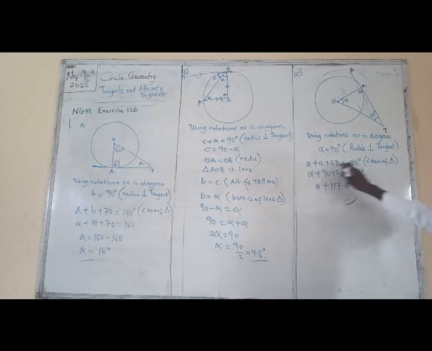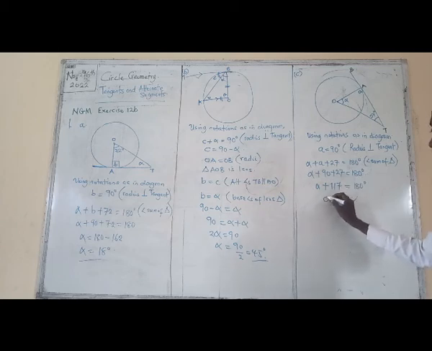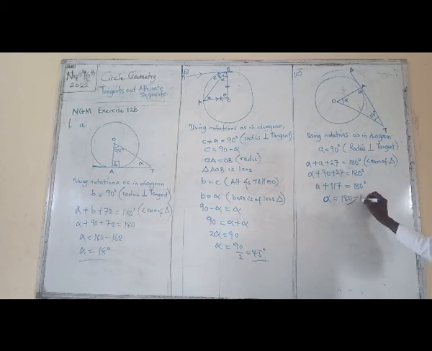Now, once you've stated this, and you're able to state this, that's enough for method. The next thing the examiner wants to see now is this. So alpha will be equal to 180 minus 117, which will be what? 63. Alpha will be equal to 63 degrees, and that settles that question. So we're done with that, and then we can move on.